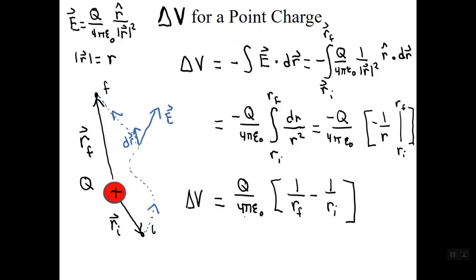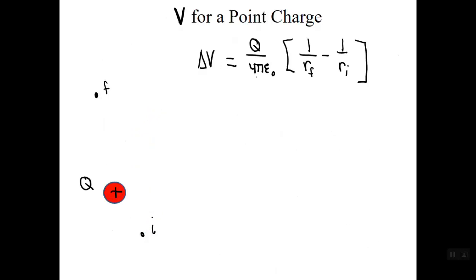Let's notice that if we start near the charge and move further away, that is, r final is larger than r initial, then delta V is less than 0. If we move closer to the charge, that is, r final is smaller than r initial, then delta V is greater than 0. Let's notice all this depends on capital Q being greater than 0 for this case. Also, as an aside, if we move along some path where the distance from the charge does not change, say we move in a circle of constant radius, then delta V is equal to 0.